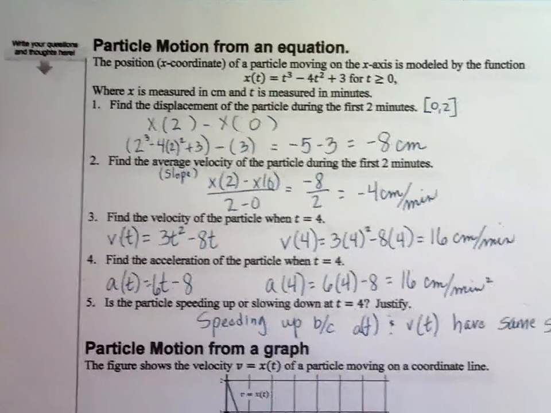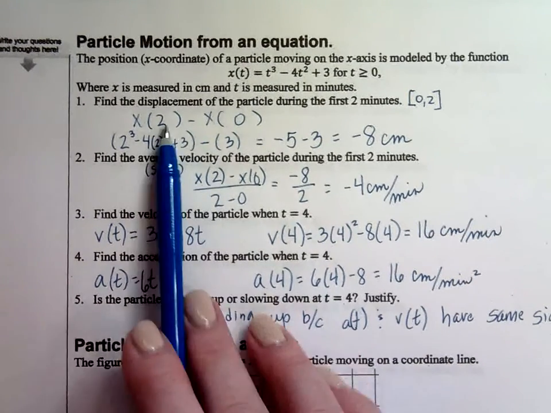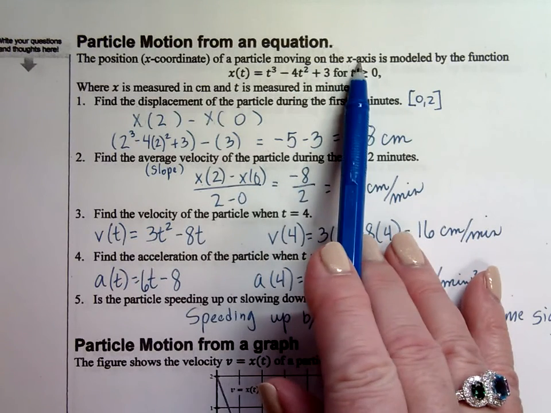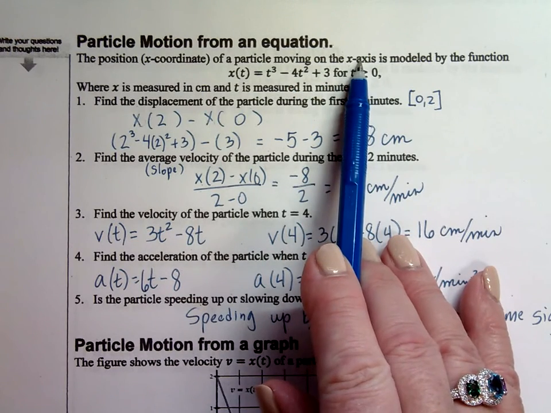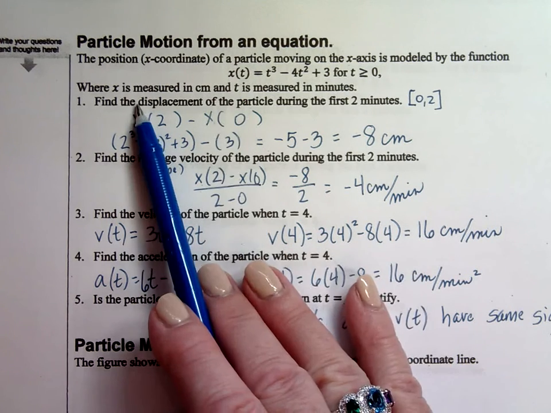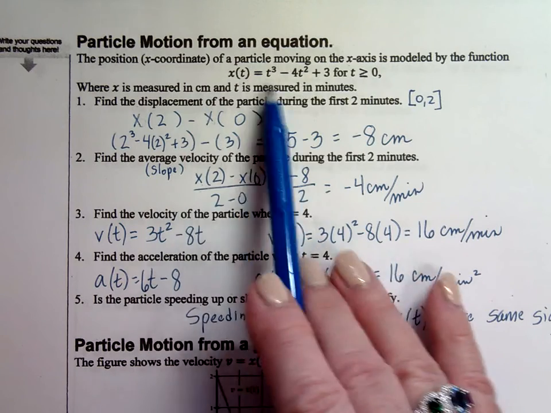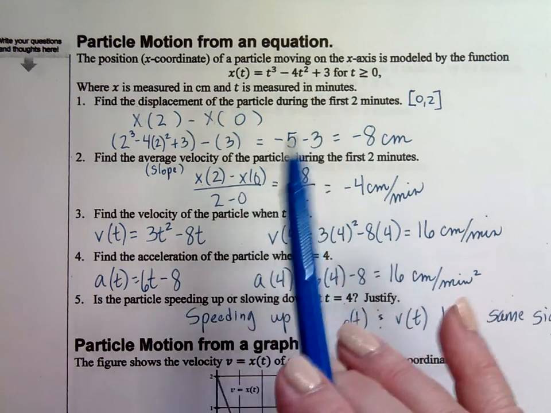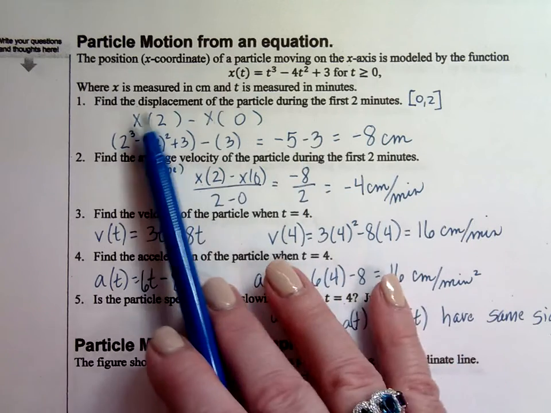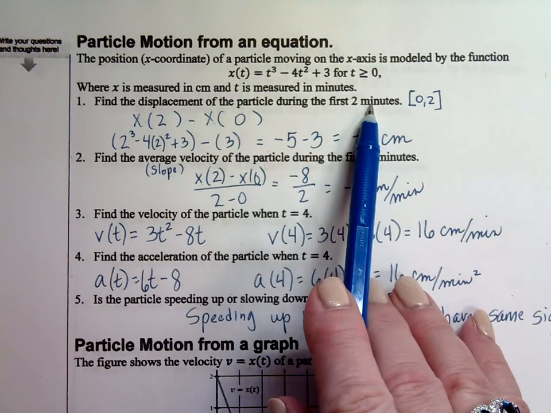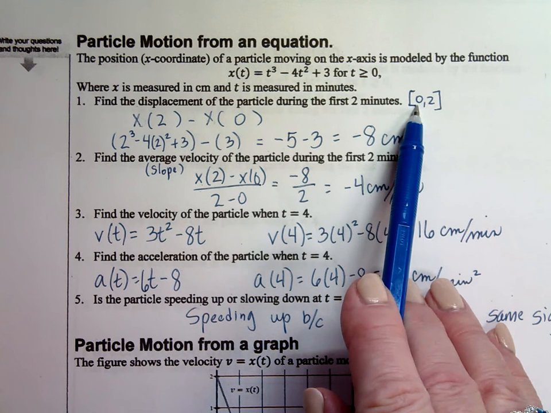Again, this was where we were in class. So the position is the x-coordinate of the particle moving along the x-axis. In other words, it's moving left and right, and is modeled by this function. X of t they use instead of S of t, where x is measured in centimeters and t is in minutes. If they give you units, you want to make sure you include units in your answer. So find the displacement of the particle during the first 2 minutes. Well, the first 2 minutes go from 0 to 2 minutes, 0 to 2.